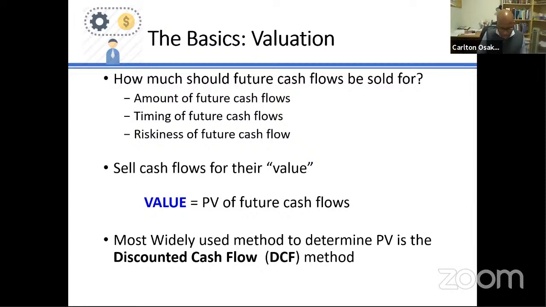Now, when a private equity investor decides that they're going to invest in your firm, the question they are looking at is what sort of value can we place on the firm?